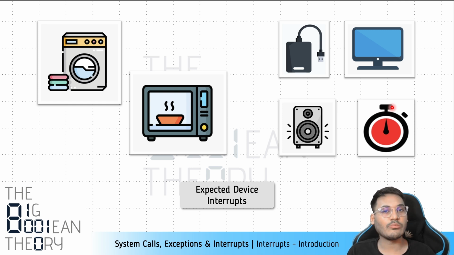And then once the timer raises an interrupt, what the operating system does is that it uses that opportunity. You know that whenever there is an interrupt in the system, the control will be immediately given to the operating system.